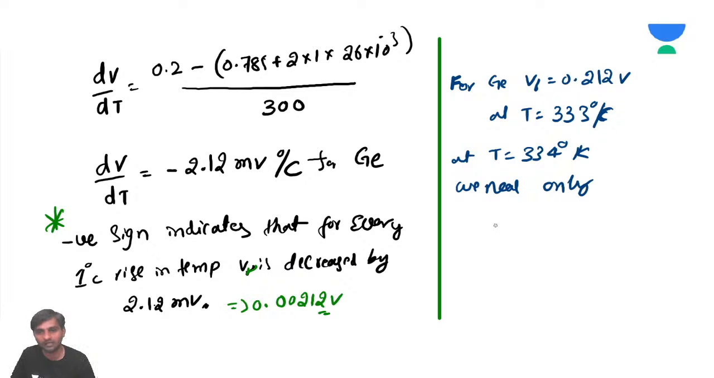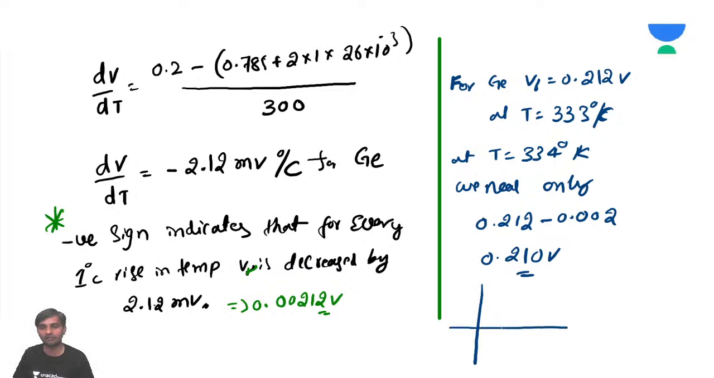only that is 0.212 minus 0.002, approximately I'll take. So how much do you need? 0.210 volts only for cut-in voltage. So cut-in is happening earlier. What does it mean?